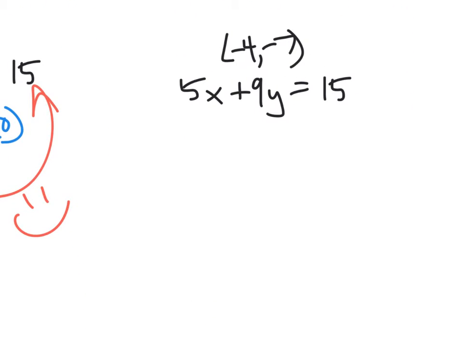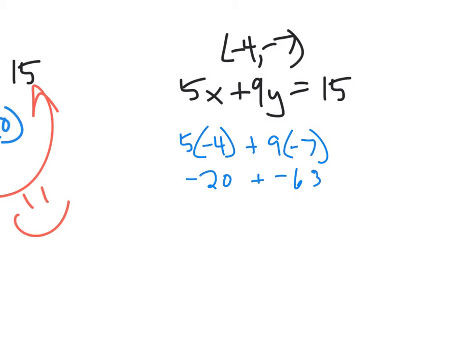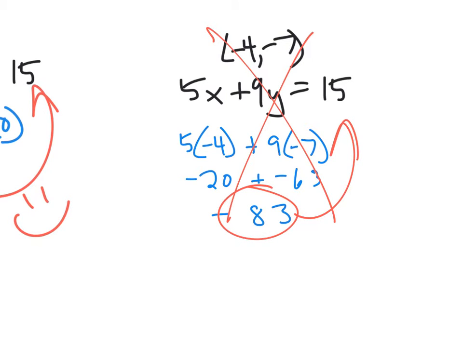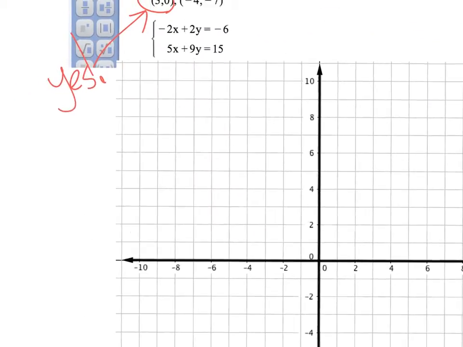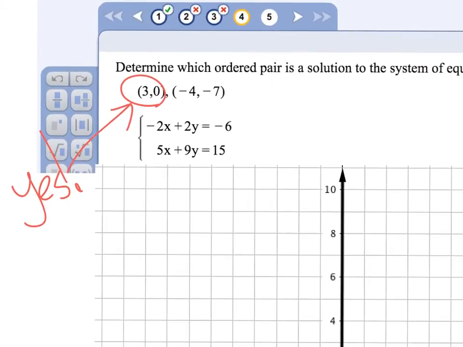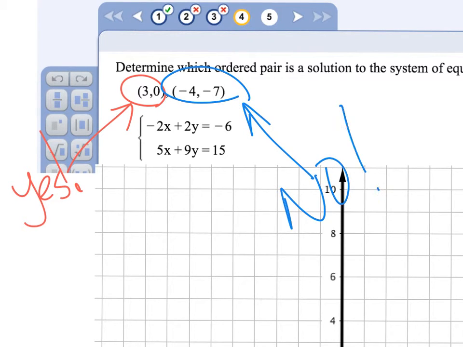And we're going to do a little substitution. And that becomes 5 times negative 4 plus 9 times negative 7. So that ends up being negative 20 plus negative 63. Well, that ends up being negative 83. That definitely does not work. So what does that tell us about negative 4, negative 7? That tells us that negative 4, negative 7 is a big old fat no.